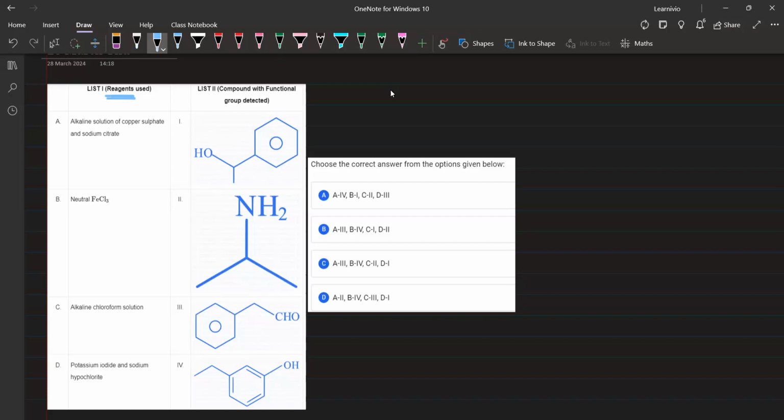So for example, the first one I will say this is an alcohol, this is an amine, this is an aldehyde, this is a phenol. It's not an alcohol, phenol. Okay? So look at it this way and tell me which reagents are used to detect these particular functional groups. This can be done, and this is covered in NCERT.